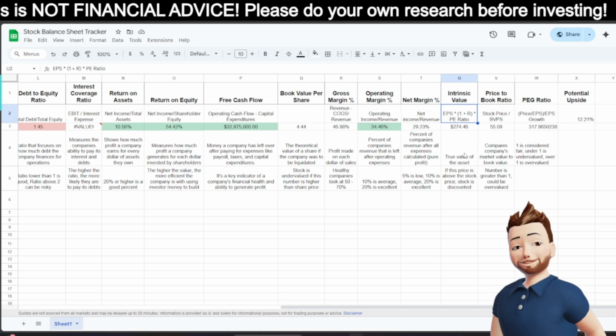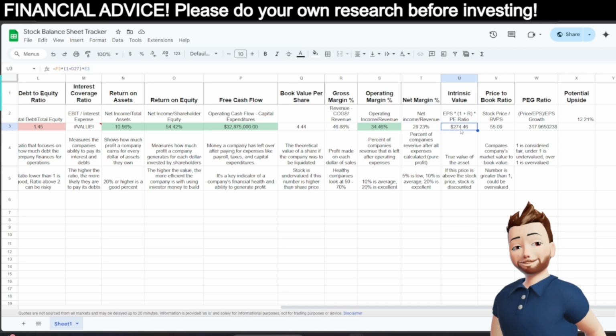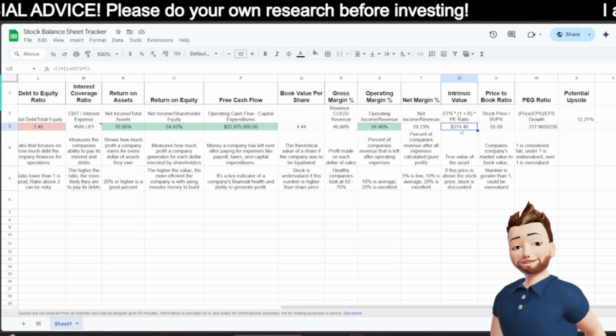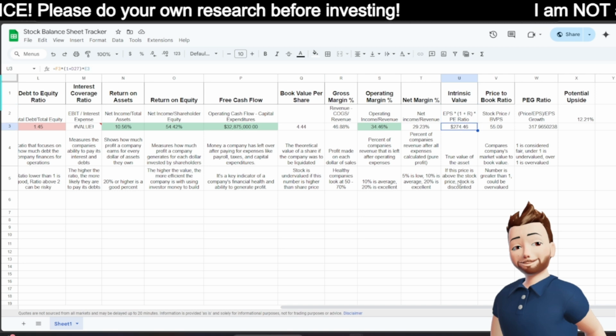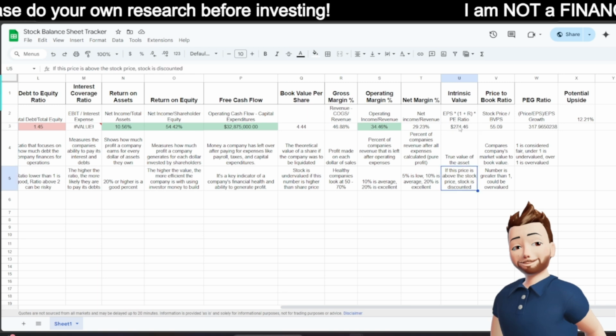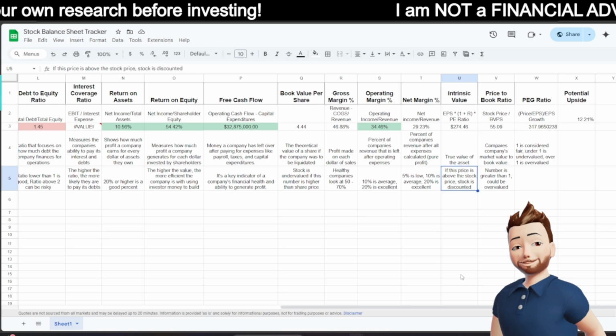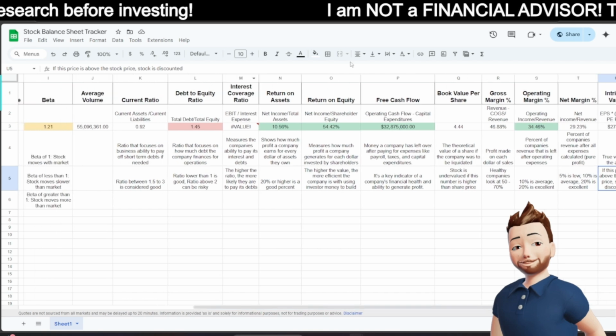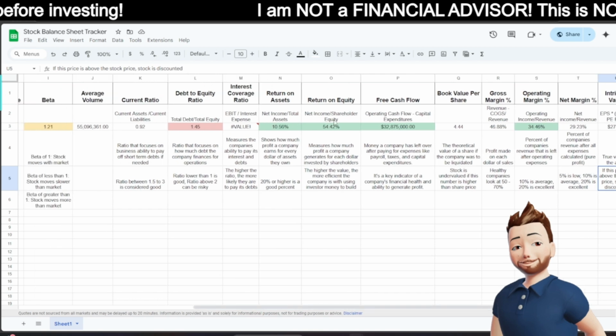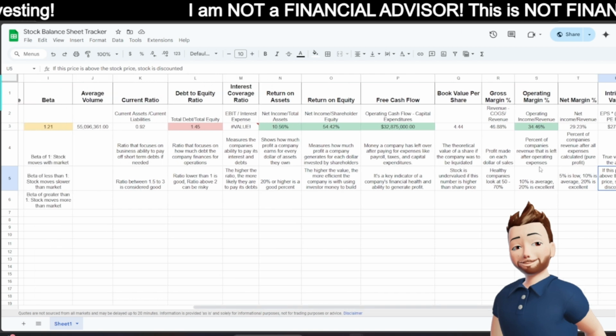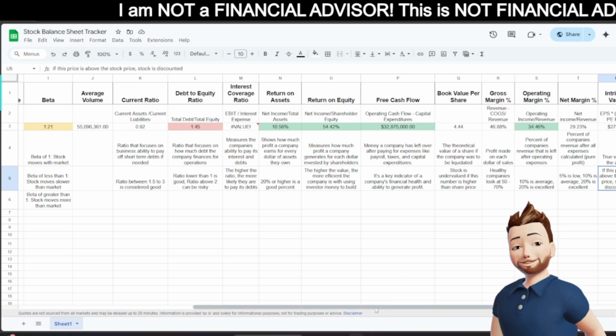Again, if the number is above their current stock price, which it is by about like $20 or so, then you might be thinking the stock is a little bit of a discount. So there is still a little bit of room for Apple to grow. And these numbers are basically backing that up by saying, hey, you have a really good return on assets, good return on equity. Your margins are amazing. Like you could really definitely see that.